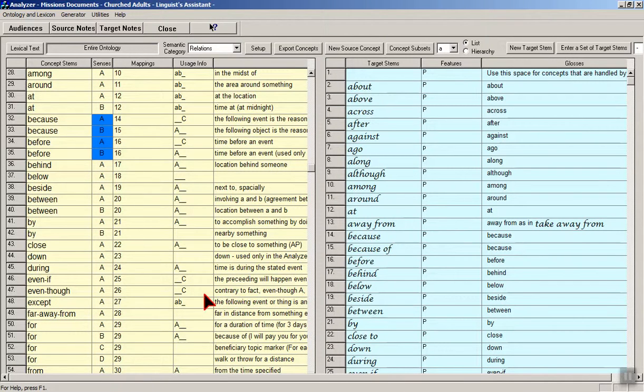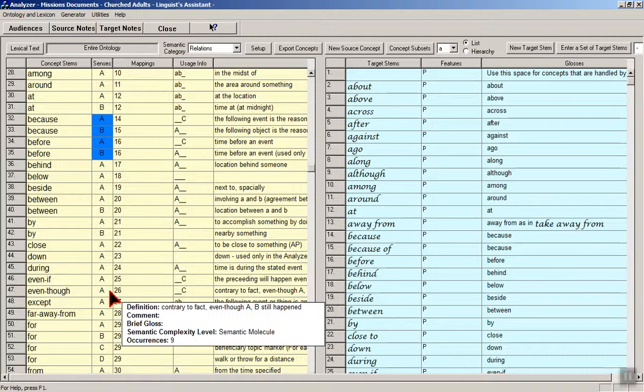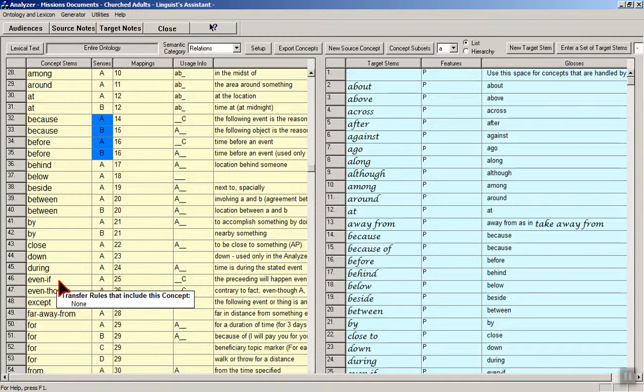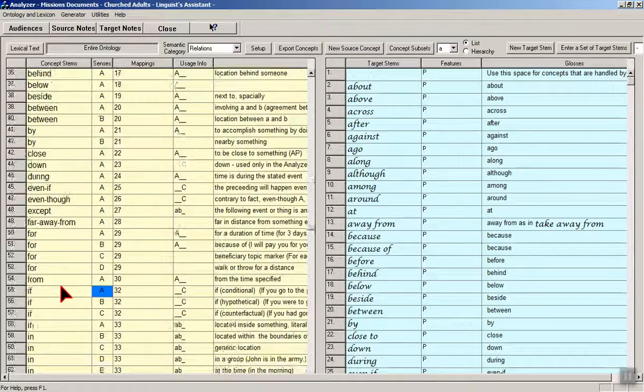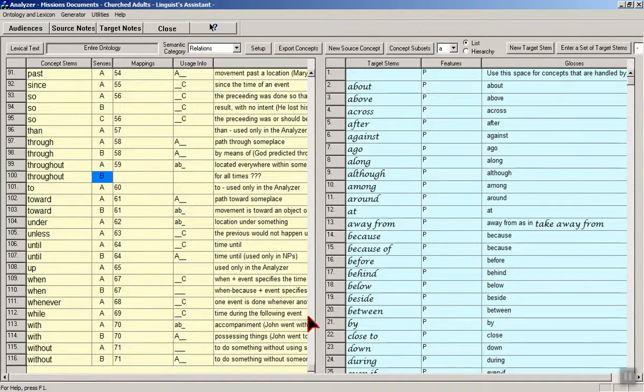It says contrary to fact. Even though so-and-so, something happened. That also uses a clause, even though an event. This one's pretty similar, even if something happens, then something else will happen. Then I'd like to talk about another one that I use quite often, and this is so.